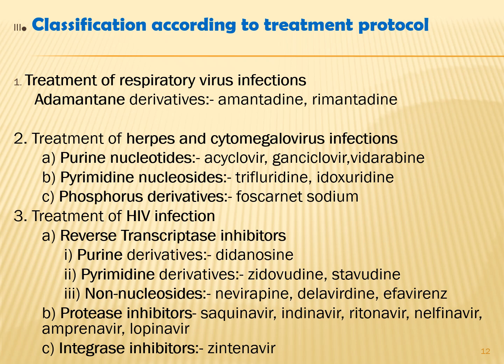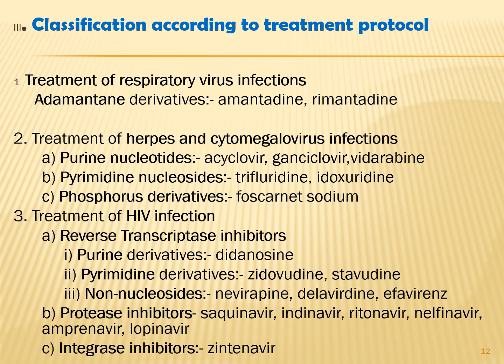Purine nucleosides. Examples: acyclovir, ganciclovir, vidarabine. Then pyrimidine nucleosides: trifluridine, idoxuridine. Phosphorus derivatives: foscarnet sodium. Then treatment of HIV infections.